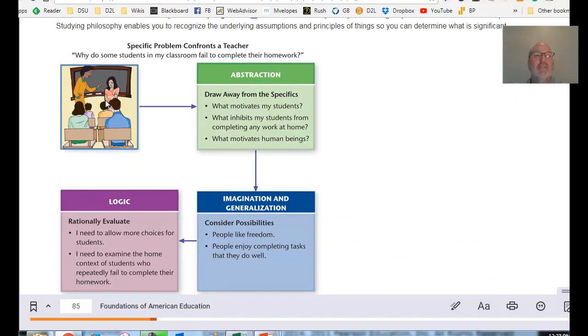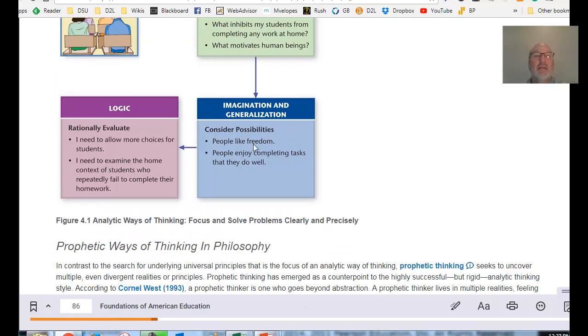Okay, and this is a little scenario that takes you through why some students in my classroom fail to complete their homework. Okay, so it gives you this scenario. It moves over here. Draw away from the specifics. What motivates my students? What inhibits my students from completing homework at home? What motivates human beings? Then down here, people like freedom. People enjoy completing tasks. They all do well. And so it takes you through those steps.